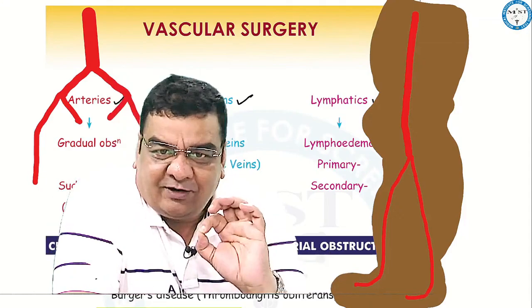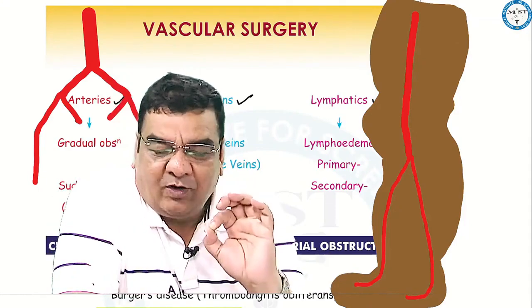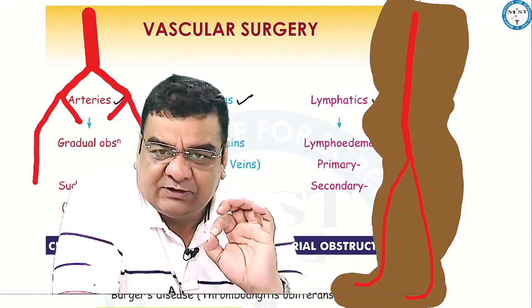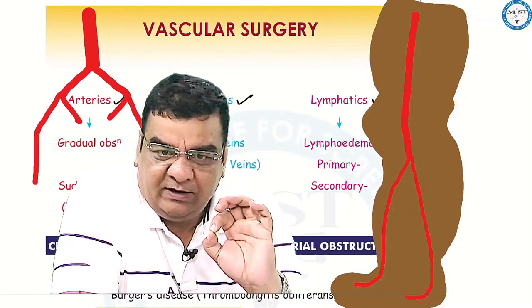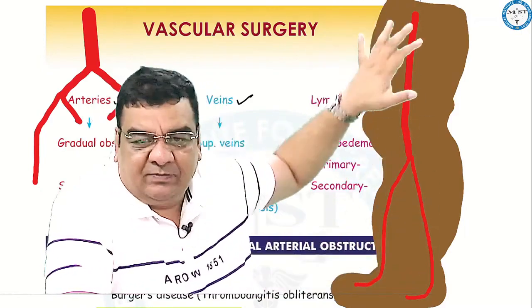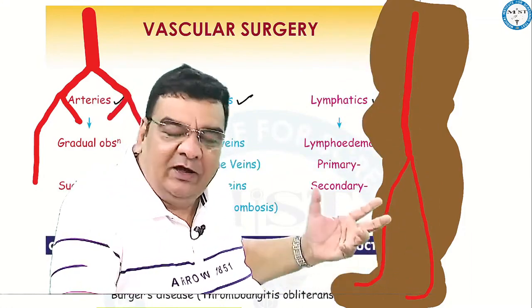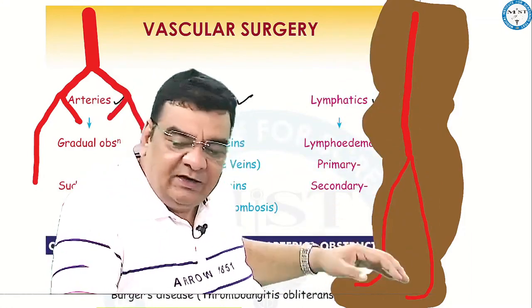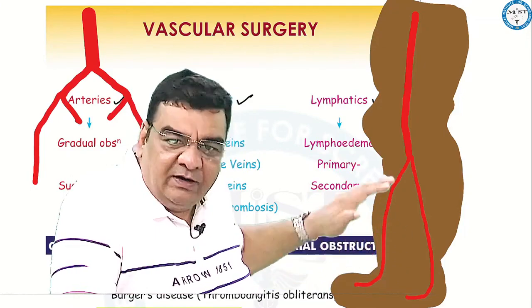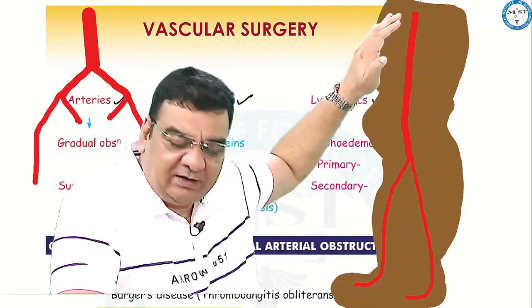The job of the artery is to supply the oxygen to different cells of the body, right? Now, wherever the supply is going on, we know that this oxygen is going to get utilized. It will become deoxygenated, and then the deoxygenated blood has to come back towards the heart.